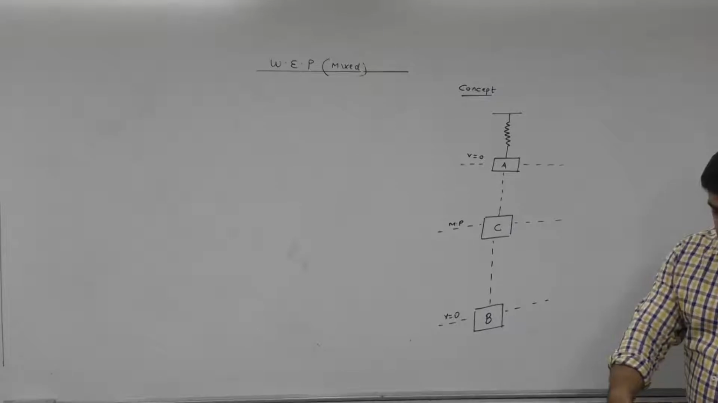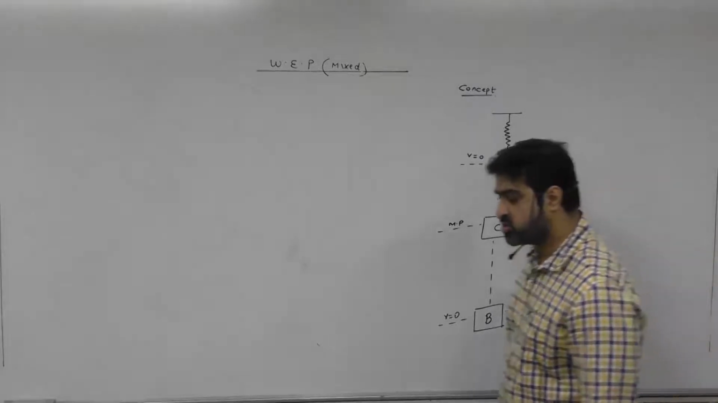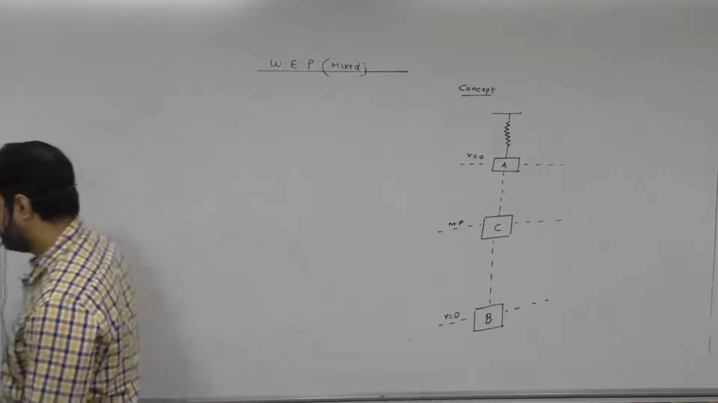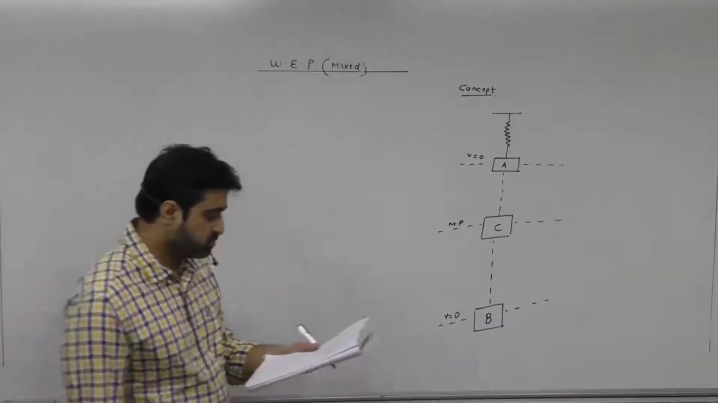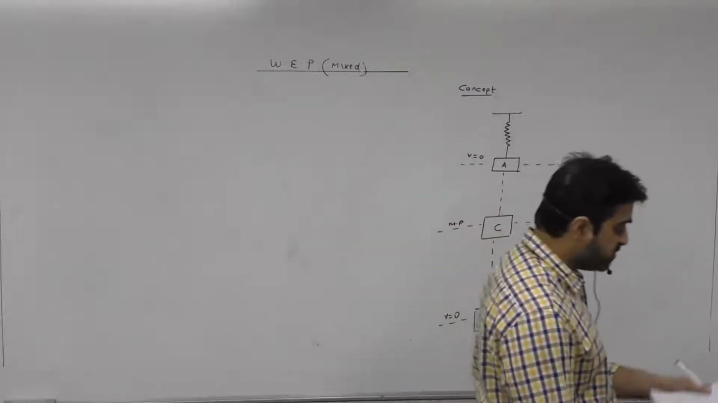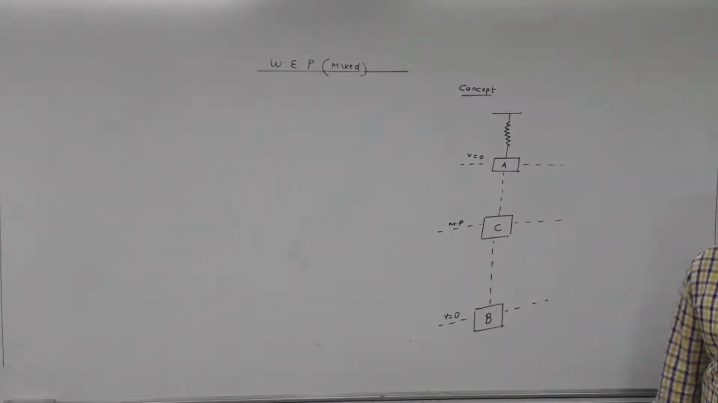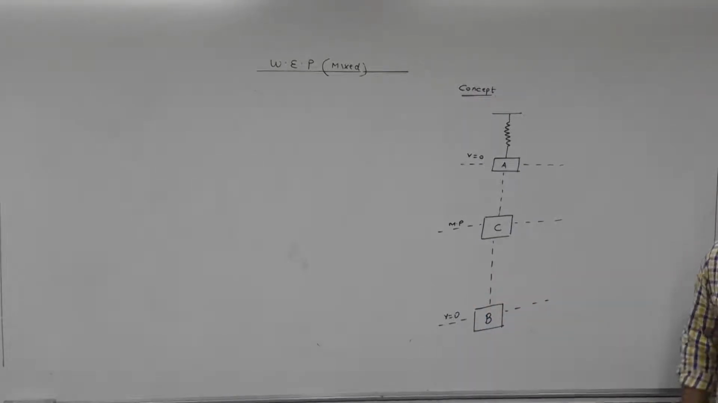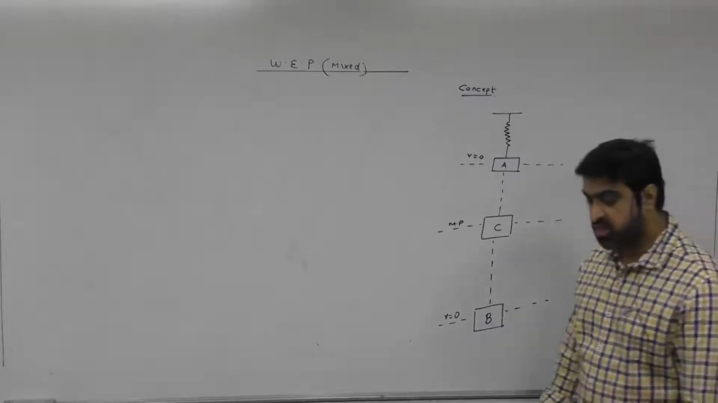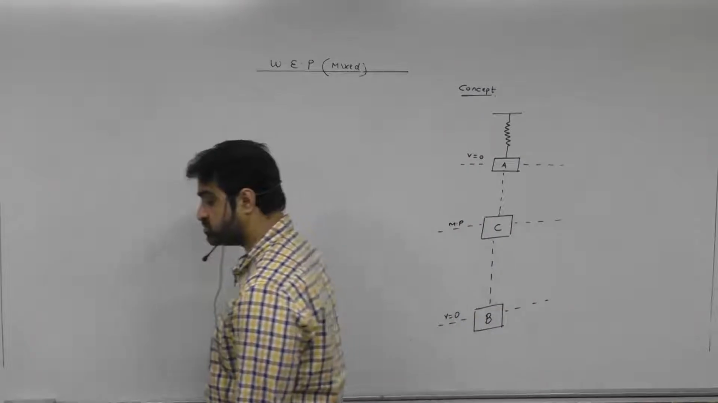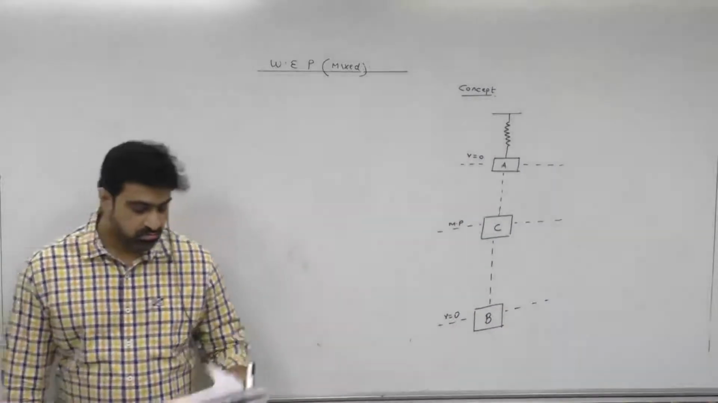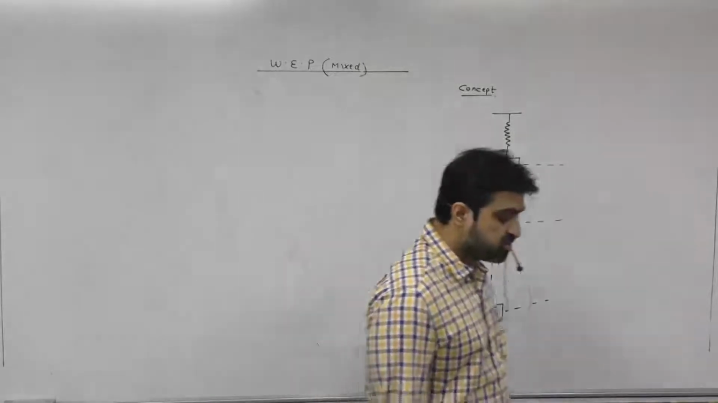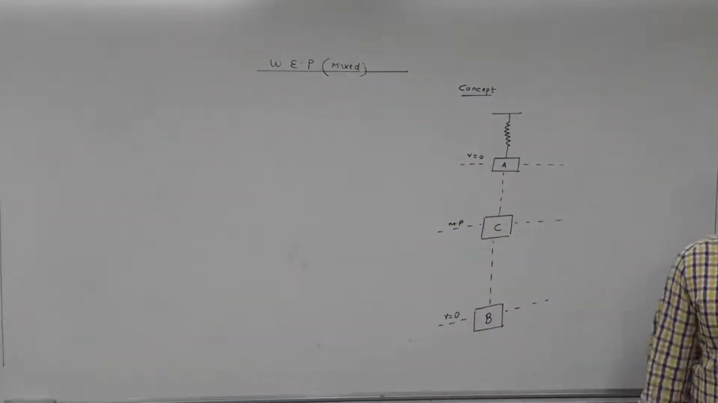Got it? Start writing. Concept. Block will oscillate between A and B. You can draw the diagram later. First write, block will oscillate between A and B. A and B are extreme positions. C is the mean position.